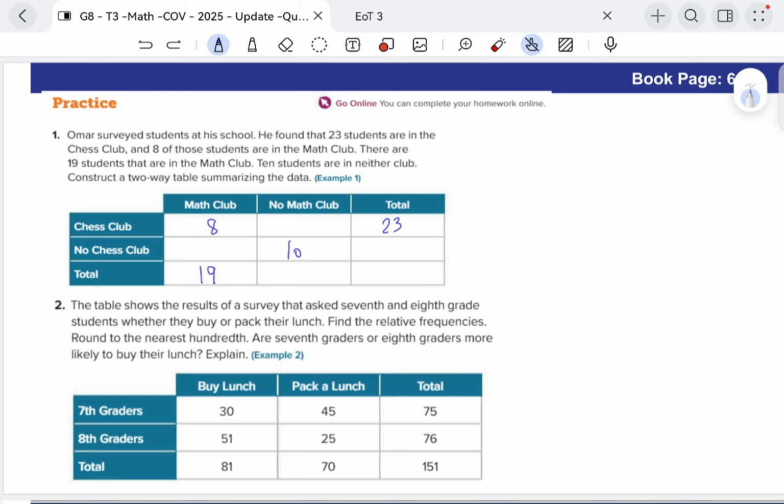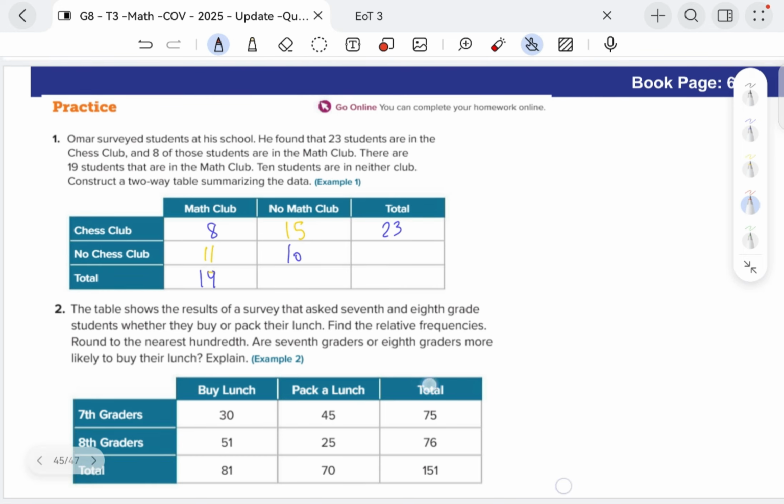Construct a two-way table summarizing the data. Now we have to complete the data. 8 plus what gives us 23? 8 plus 15 gives us 23. Now 8 plus what gives us 19? 8 plus 11 gives us 19. And now we're going to add 11 plus 10, which is 21. And 15 plus 10 is 25. Now 23 plus 21 is 44. That's it.